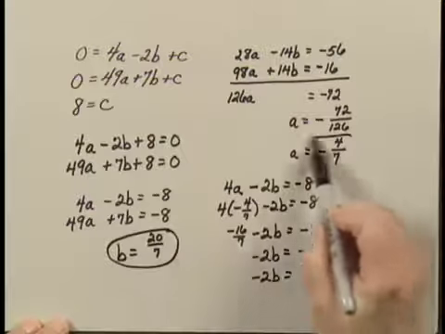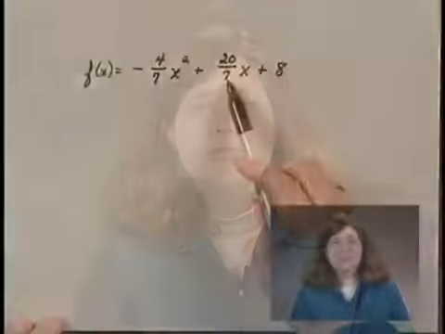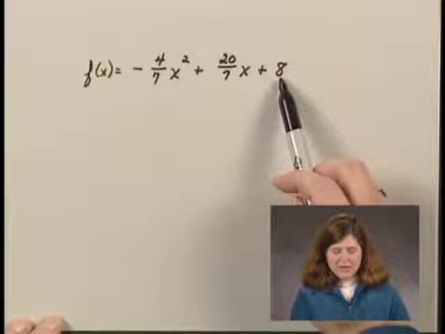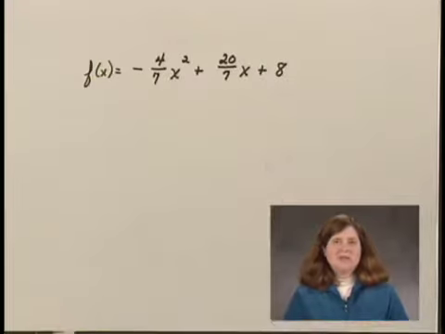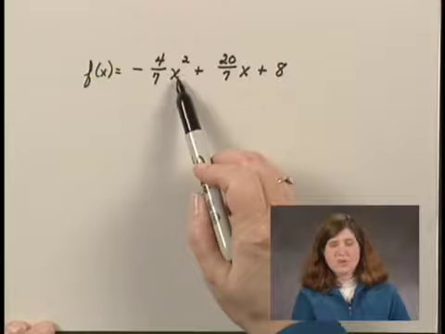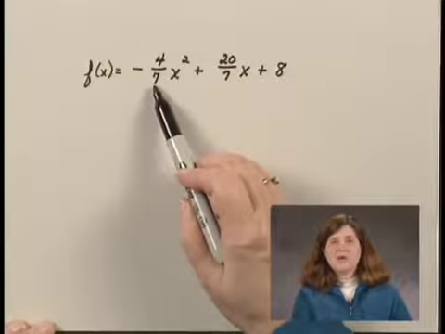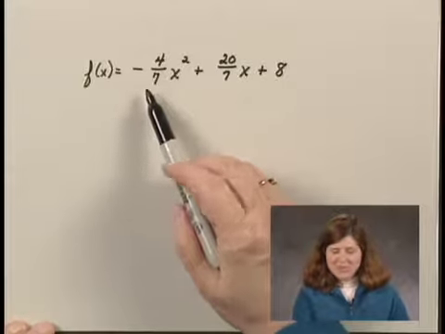I have the value for b, the value for a, and the value for c. So we can use those values to write the quadratic function. We substitute -4/7 for a, 20/7 for b, and 8 for c, and we have the equation of the quadratic function. Now we're asked to find its maximum or minimum value. To determine whether it has either a maximum or a minimum, we look at the coefficient of the x² term. Since it's negative, the graph would be a parabola opening down, and there would be a maximum function value.